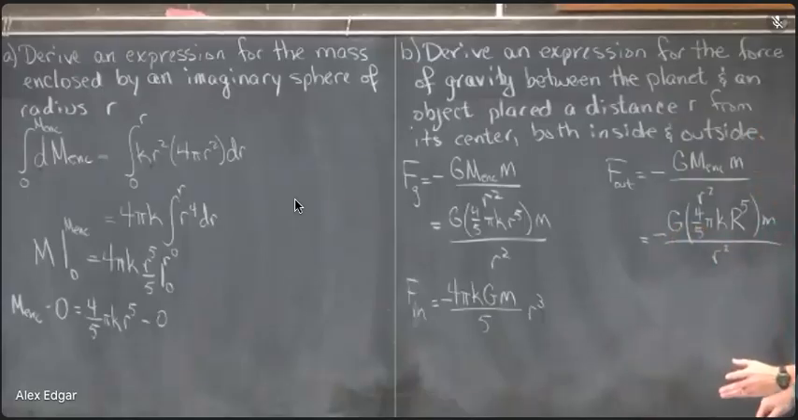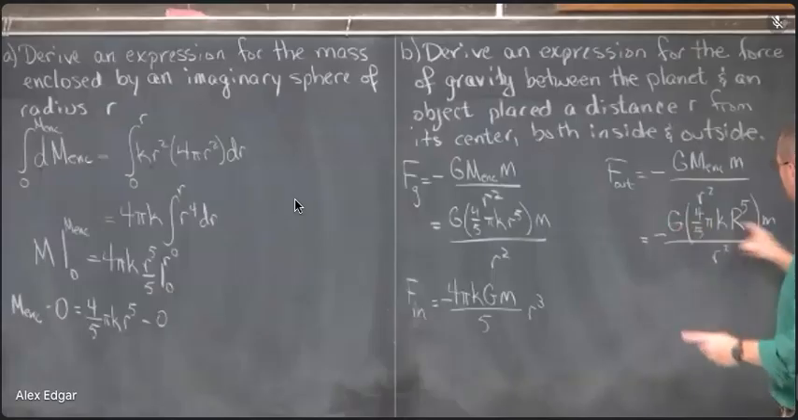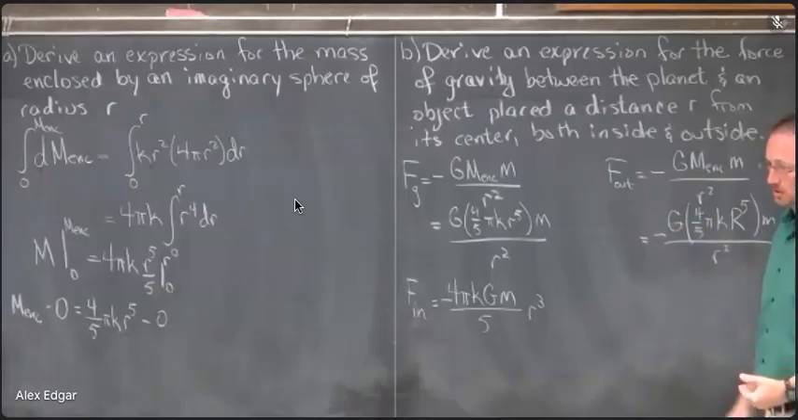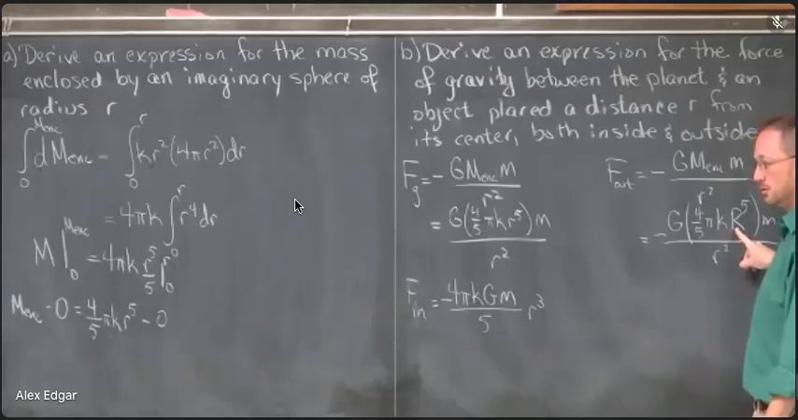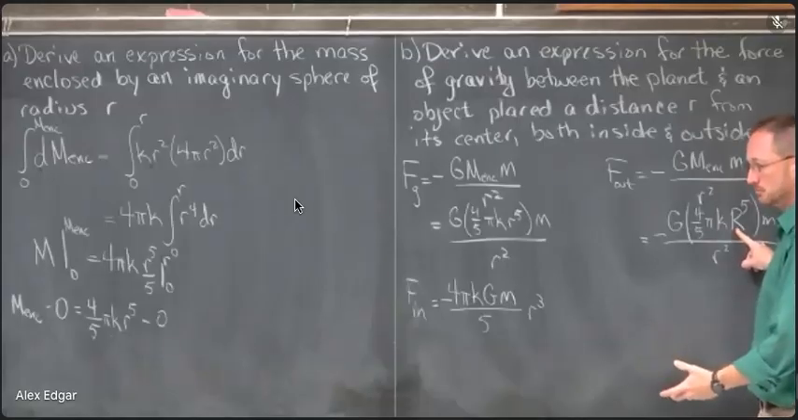And if you notice, everything on the top here is now a number. It's a constant because that's no longer a variable. Once you reach the surface of the planet, there's no more planet to enclose, so you have to stop enclosing more planet because now it's empty space.